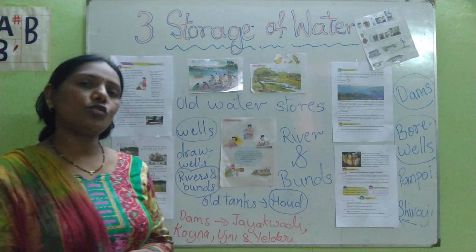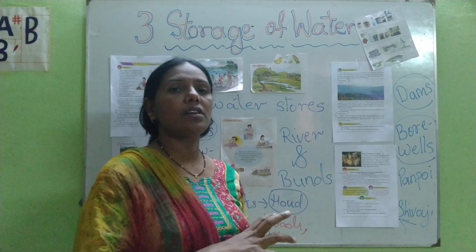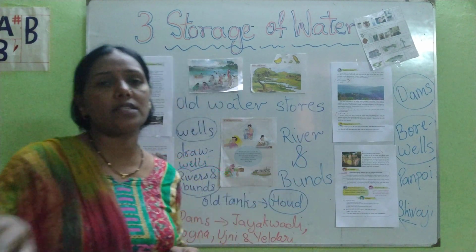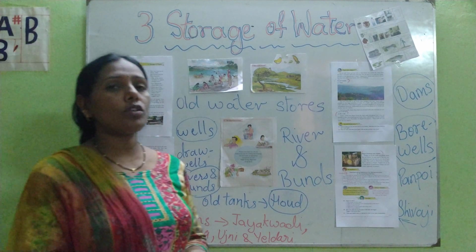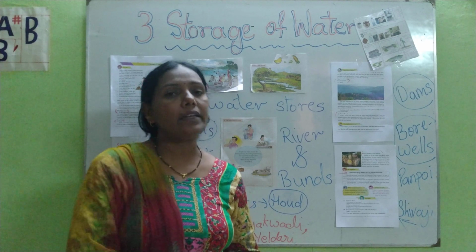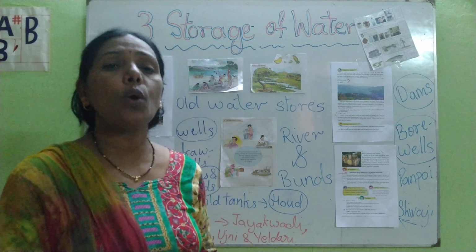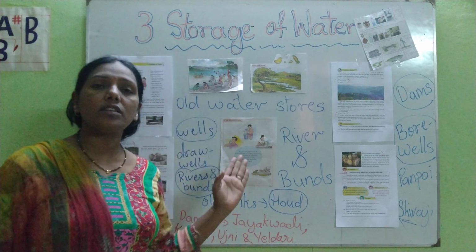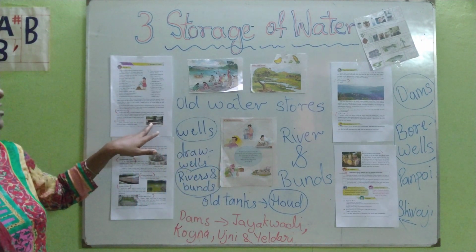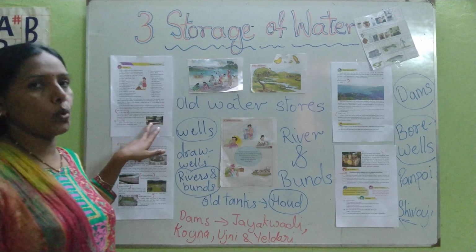So what did people used to do? People used to keep the water stored in the wells. They used to dig big wells in the ground and store the water in the well so that they can fulfill their need of water. So in olden days, people used to drink the water from the wells. This was the old water storage.